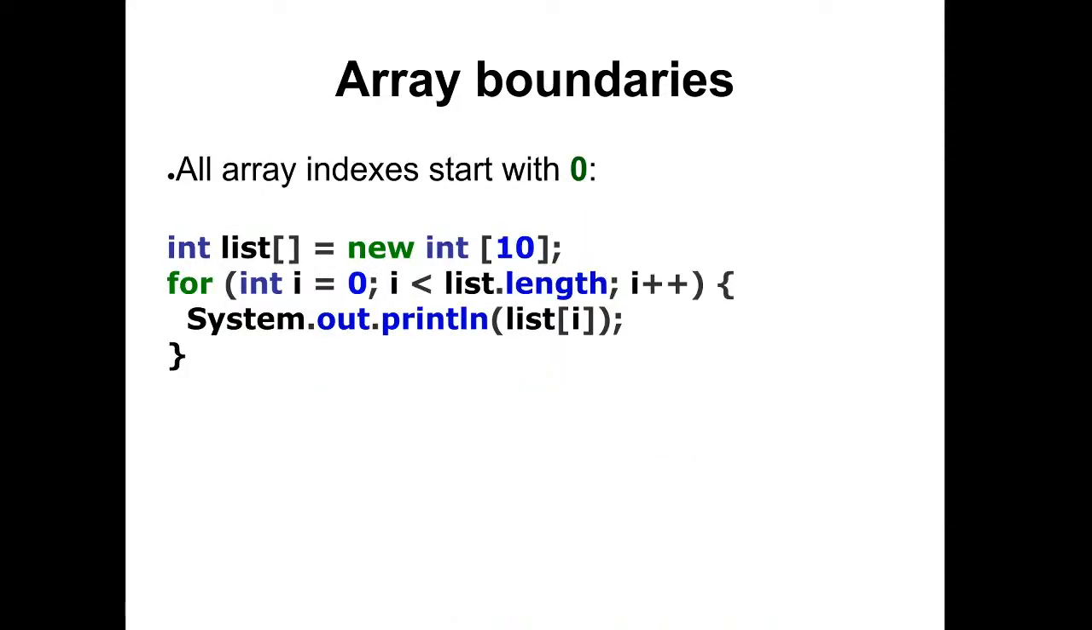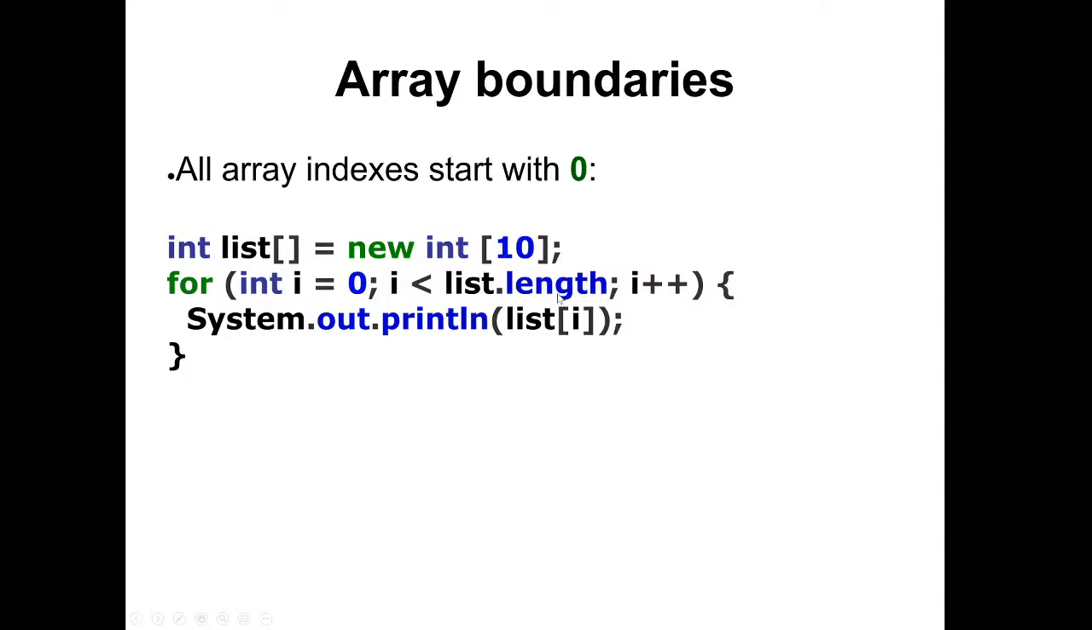Around boundaries, as you already know, all array indexes start with 0 in Java, the same as in most programming languages. One of the most usual ways arrays are accessed and initialized is using a for cycle from 0 to the length.